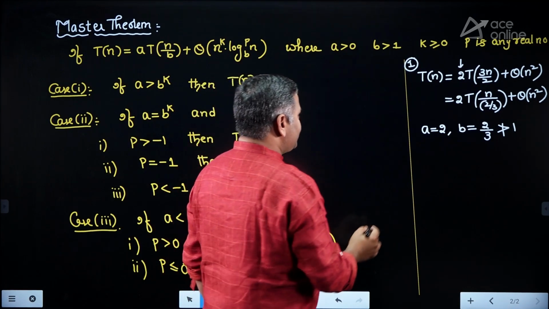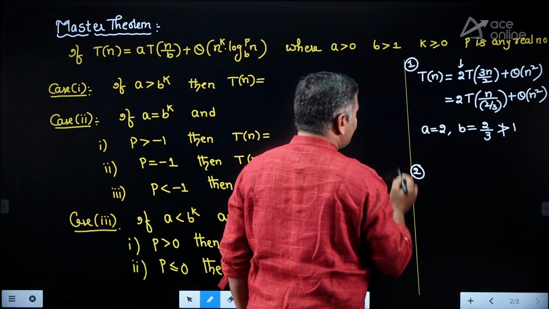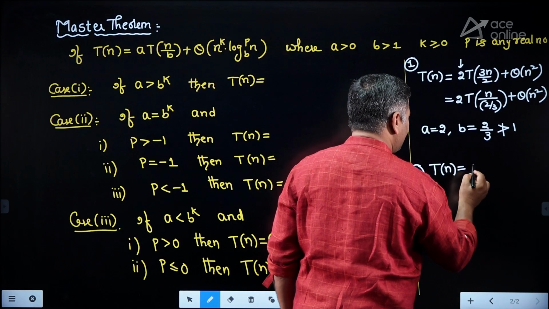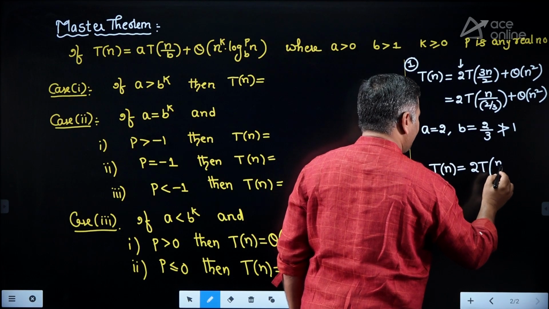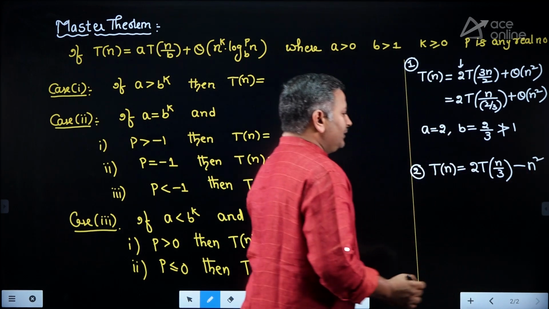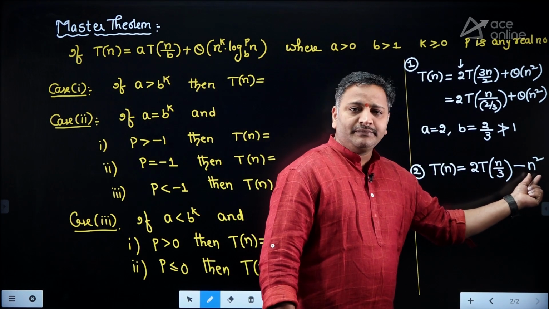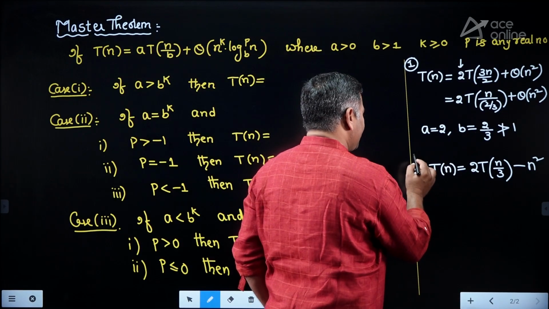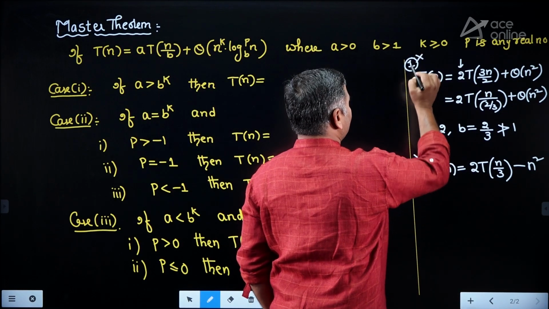And the second one: suppose you take T(n) = 2T(n/3) minus n^2. Here negative functions are not allowed in the master theorem. Negative functions are not allowed in the master theorem. So here also we cannot apply the master theorem, right.